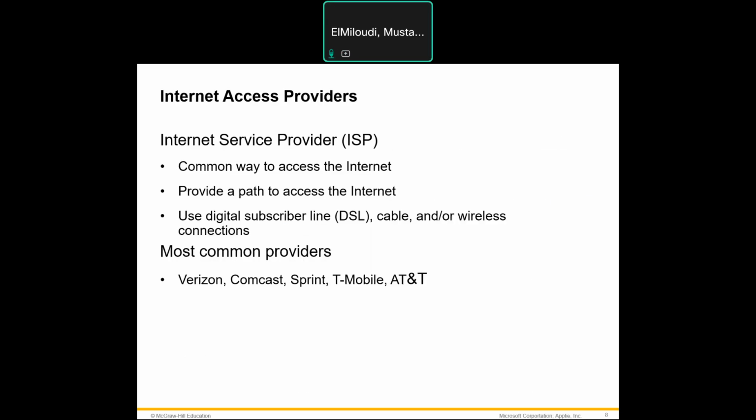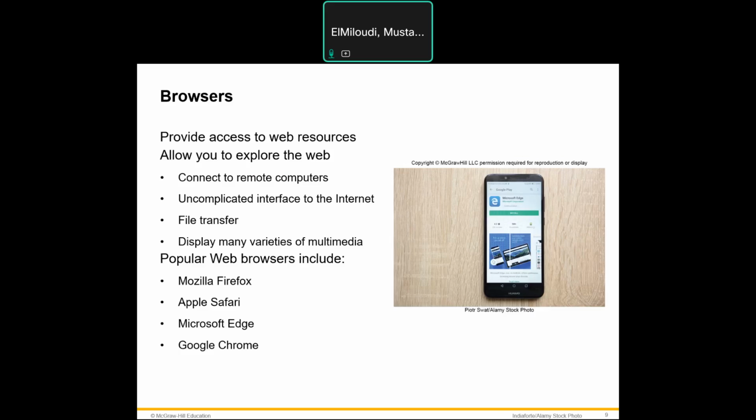Internet access provider, ISP. This is a common way to access the internet, providing a path to access it. These internet service providers allow us to access the internet. Before, they used digital subscriber line, or DSL. DSL, cable, or wireless connection. Now, the most common providers are, for example, Verizon, Comcast, Sprint, and AT&T. You should be familiar with these. So these basically allow us to have access to the internet.